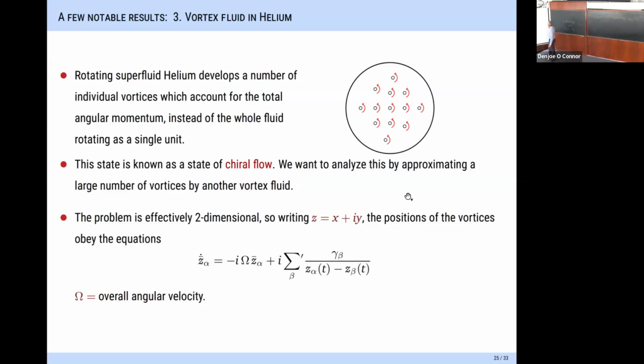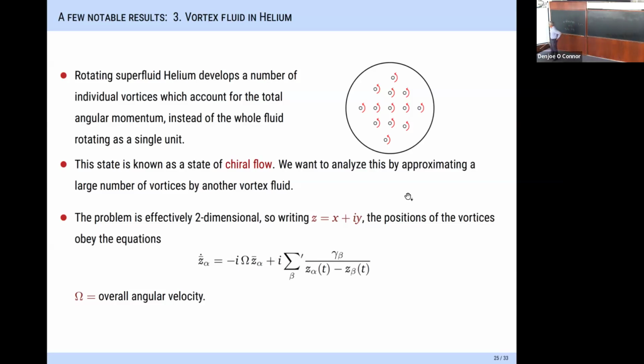So what we want to do is to analyze this by approximating these vortices themselves by another vortex fluid. Right? So the fluid itself is made of helium-4 particles. You have a fluid description. Now you have vortices. Now you say large number of vortices, so make another fluid out of it. Okay, and ask what happens. Okay, one can do that.